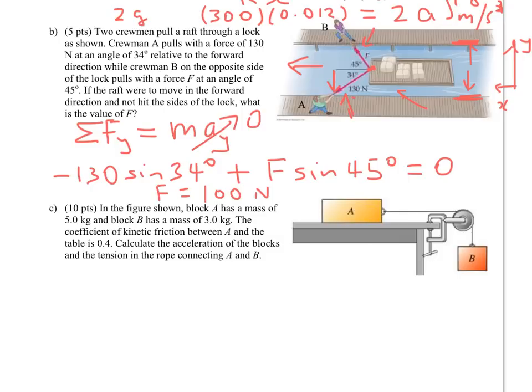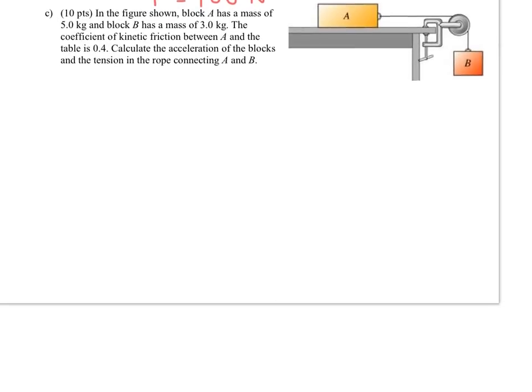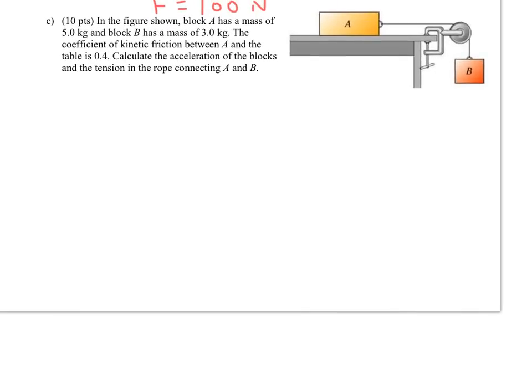Okay, the last part in this problem relates to this figure. In the figure shown, block A has a mass of 5 kilograms and block B has a mass of 3 kilograms. The coefficient of kinetic friction between A and the table is 0.4. Calculate the acceleration of the blocks and the tension in the rope connecting A and B. Okay, so this is an application of Newton's second law.